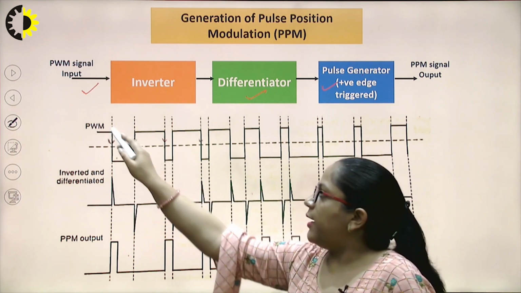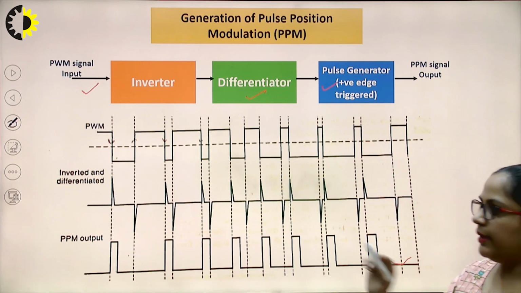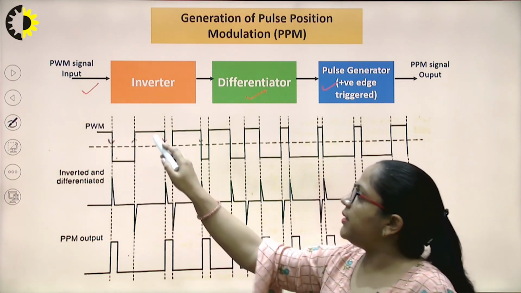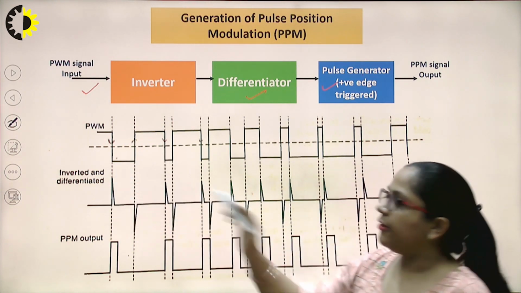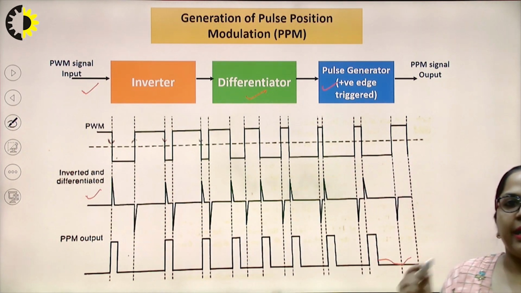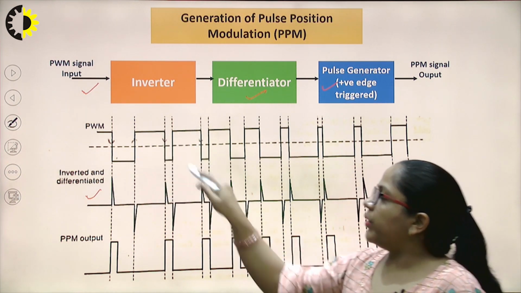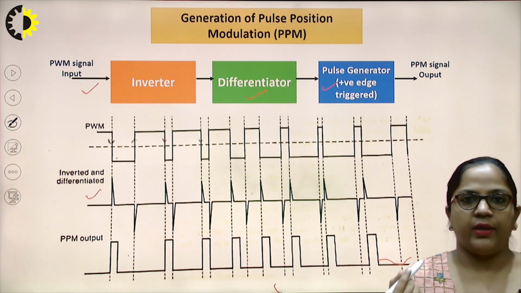So here we have the pulse width modulated signal. In the second, this PWM signal will be inverted and differentiated. This waveform is representing the inverted and the differentiated PWM signal. So we know what is the differentiation of a square waveform.